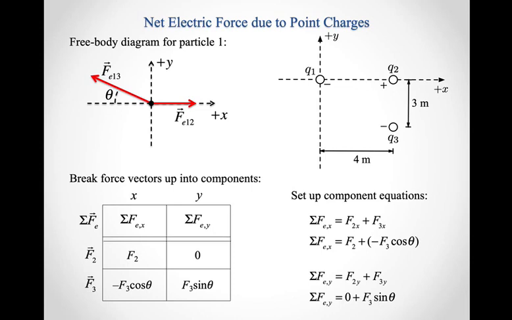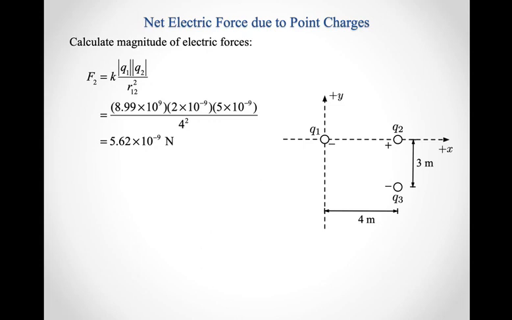At this point, I know I want to solve for the x and y components of the net electric force. So now what I need to do is come back and calculate the magnitudes of F2 and F3, and I can do that using Coulomb's law. Of course, I know that the electric force between any two charges can be calculated as K times the product of the absolute value of the charges divided by the distance between them squared.